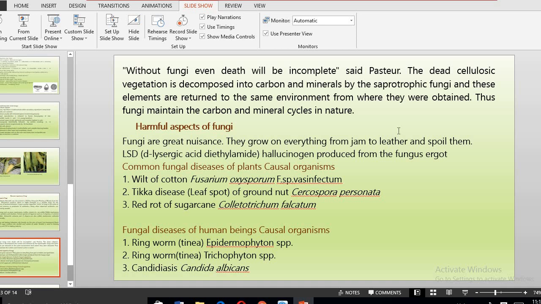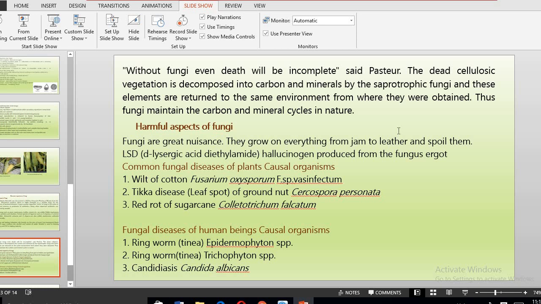I've already said that Pasteur said that without fungi, even death will be incomplete. Now, what fungi ensure is that the dead cellulosic vegetation is decomposed into carbon and minerals by saprophytic fungi, and these elements are returned to the same environment where they were obtained. So fungi are very important in maintaining the carbon and mineral cycles in nature.